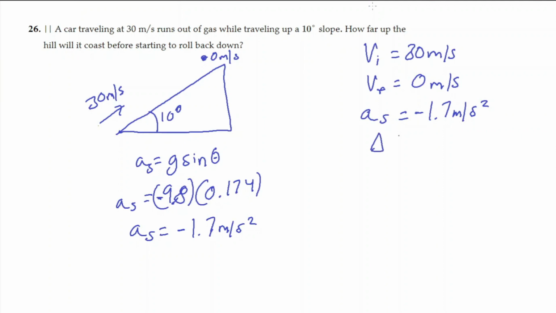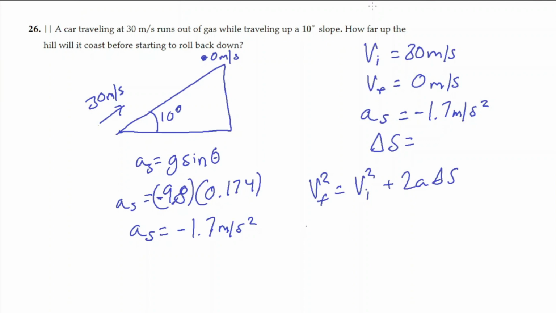And we want to find delta S. Delta S is going to be how far up the hill it will coast before it starts to roll back down. So we need to find delta S at which the car stops moving, comes to a rest, and starts rolling down. So let's use the velocity final equation. It's going to be velocity final squared equals v initial squared plus 2a delta s.